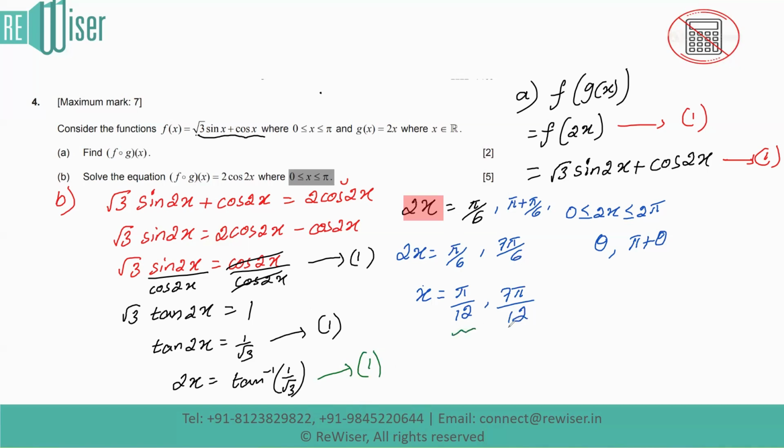So 3 marks are distributed like this. And the final 2 marks are for each of these answers. So for pi by 12, 1 mark, and for 7 pi by 12, 1 mark. So this is how the 5 marks are distributed for part B.